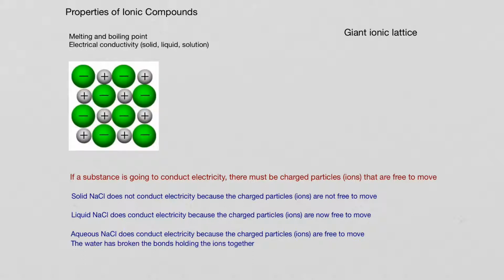So, to recap, the melting point of ionic compounds is high because there's lots of strong bonds. The electrical conductivity when it's a solid doesn't conduct because the ions aren't free to move. When it's a liquid, we heat it until the bonds do break so the ions are free to move, so it does conduct electricity. And when it's aqueous, when it's in solution, the water is able to break those bonds, and therefore the ions are free to move, so it conducts electricity.